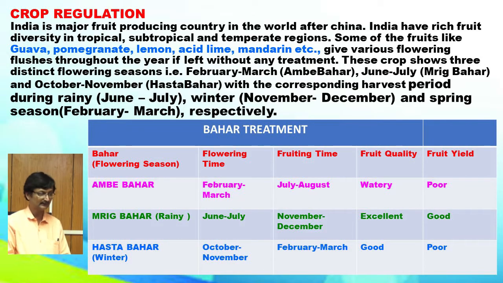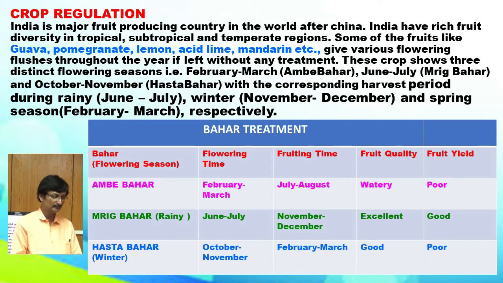In the table we can see the Bahar treatments: Ambe Bahar, Mrig Bahar and Hast Bahar. Flowering time in Ambe Bahar is February-March, fruiting July-August, fruit quality is watery, fruit yield is poor. Mrig Bahar, flowering time June-July, fruiting November-December, fruit quality excellent, fruit yield good. Hast Bahar, flowering time October-November, fruiting time is February-March, fruit quality is good and fruit yield is poor.